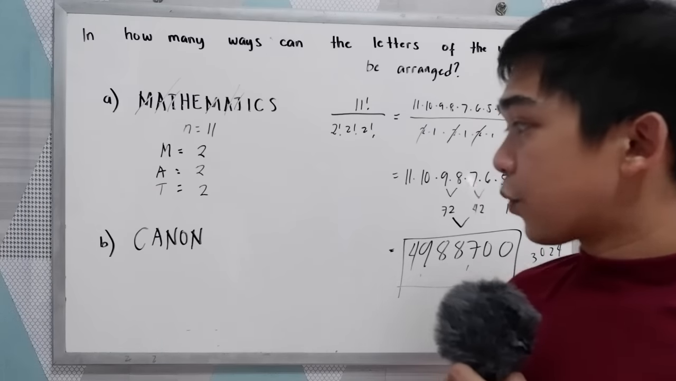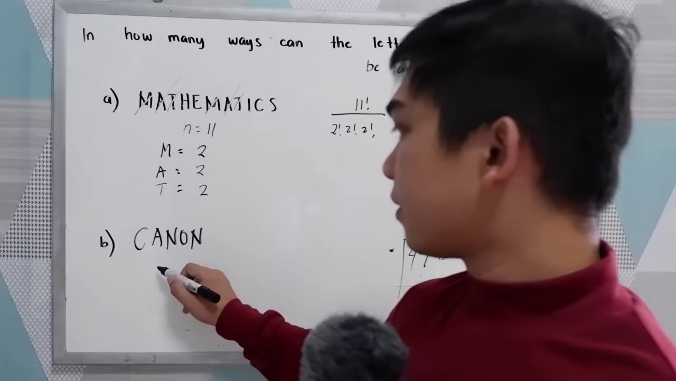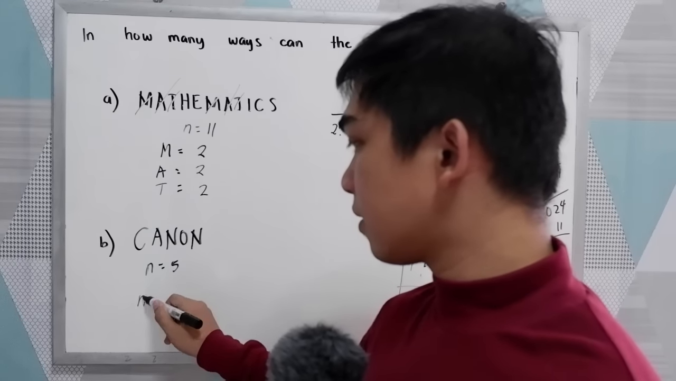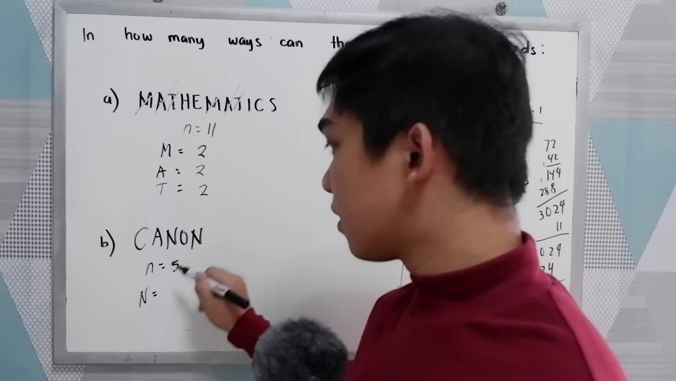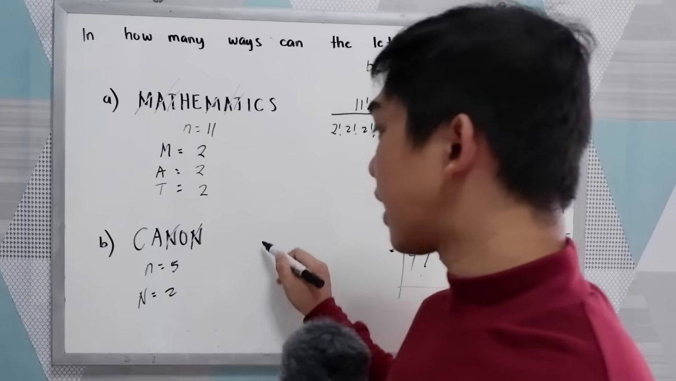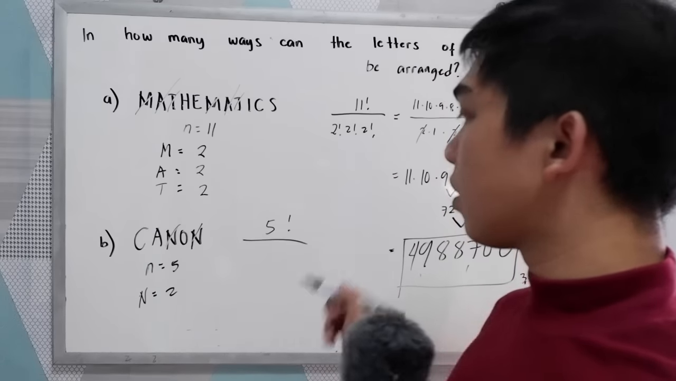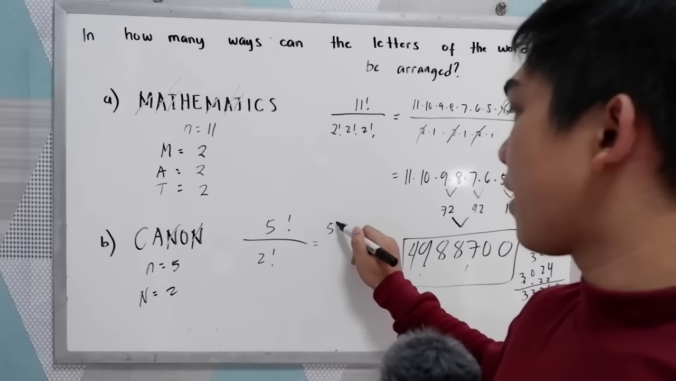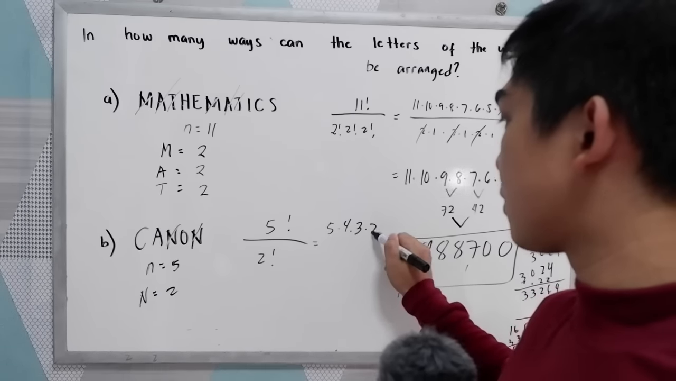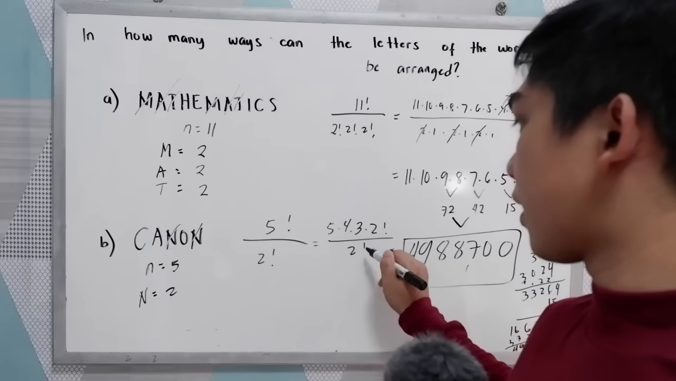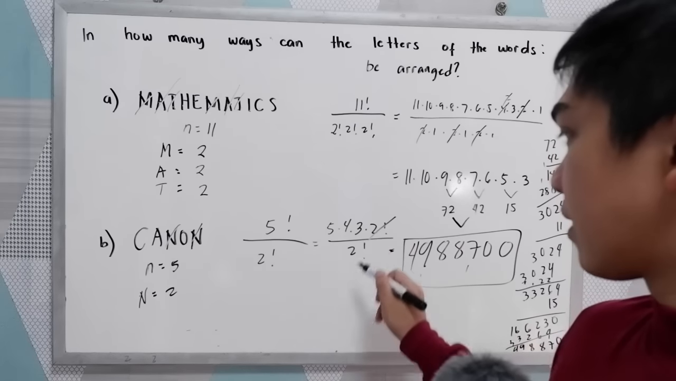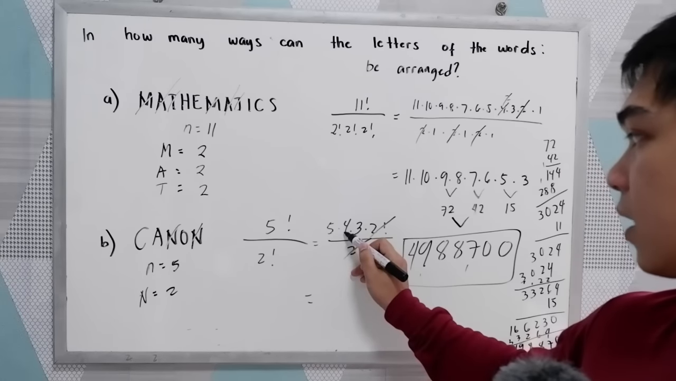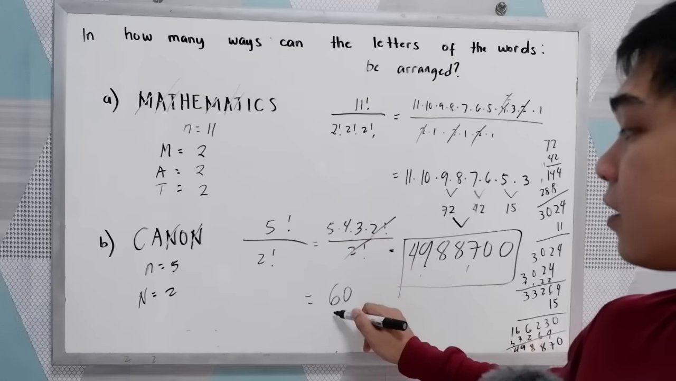Next, letter B, the word cannon. So how many letters? We have 5, then the letter N, 1, 2, so 2. So that is 5 factorial all over 2 factorial. So that is 5 times 4 times 3 times 2 factorial all over 2 factorial. 2 factorial cancels out, so we have 20 times 3, there are 60.